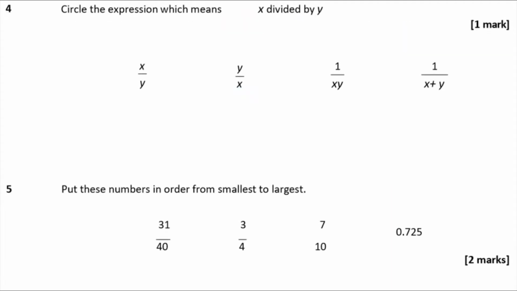Question 4. Circle the expression which means x divided by y. Well, x divided by y is just this one here, isn't it? X over y. That's what divisors are. That's why the division symbol is this. Those 2 dots here and here represent the 2 things that you're dividing. That's why the symbol is what it is.